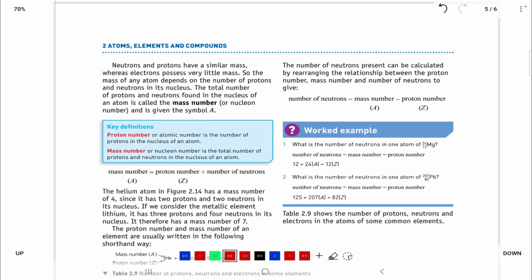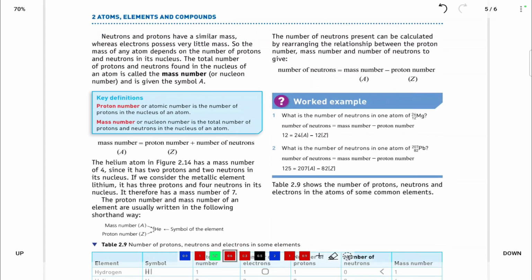Atoms, elements, and compounds. So we can read through this one. Neutrons and protons have a similar mass, whereas electrons possess very little mass. So the mass of any atom depends on the number of protons and neutrons in its nucleus.